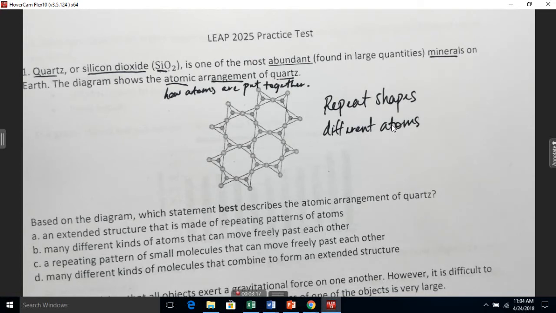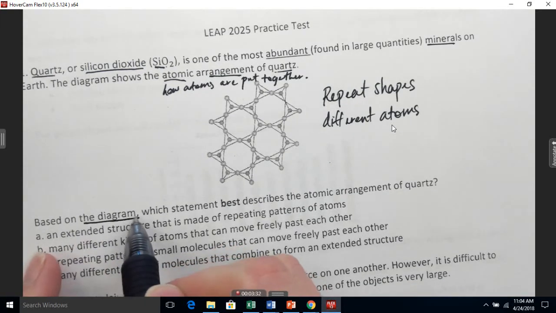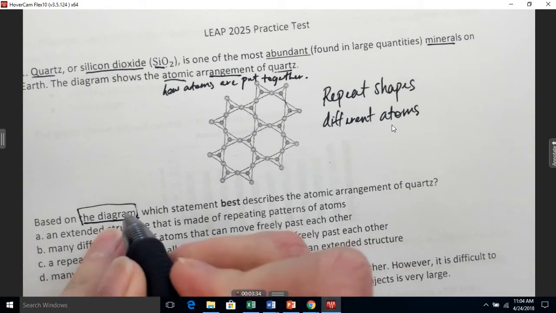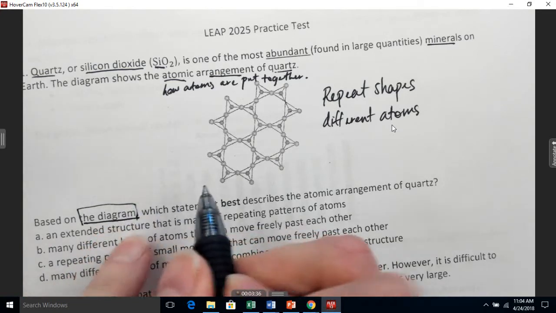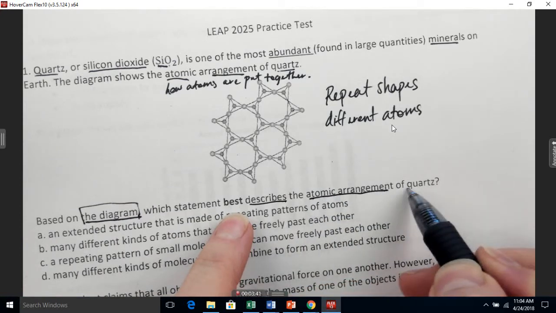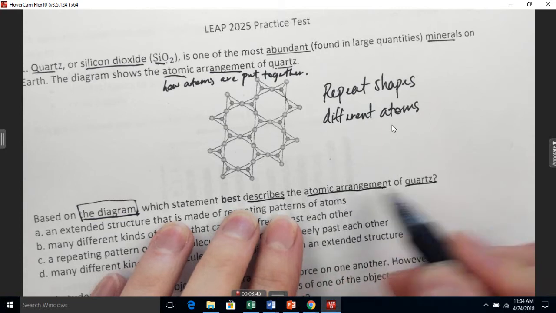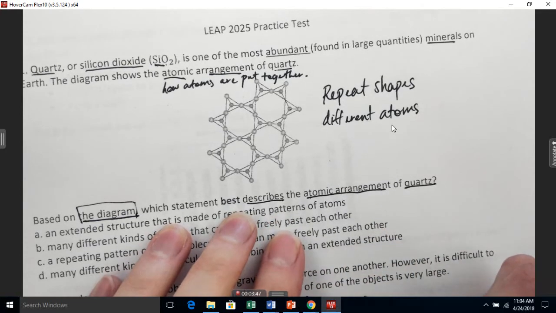All right. If you can't think of a million things, it's okay. Whatever you notice, put it in your own little way, and it's going to help you make sense of it. Trust me. It will help. Based on the diagram, so that means looking at the picture, which statement best describes the atomic arrangement of quartz? Okay, so which one is how the atoms are put together?